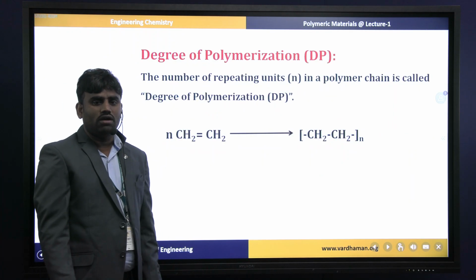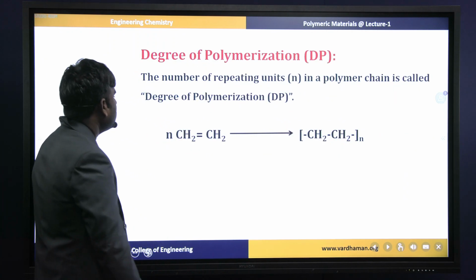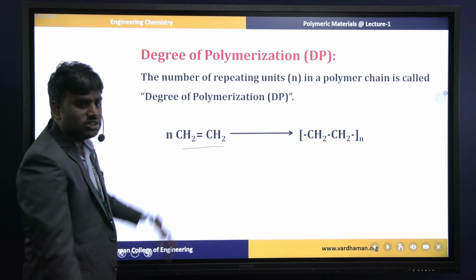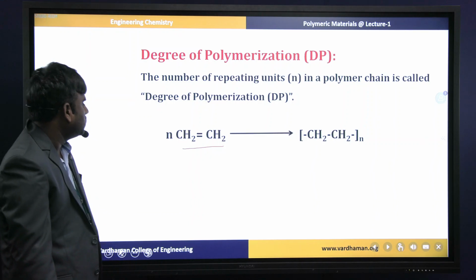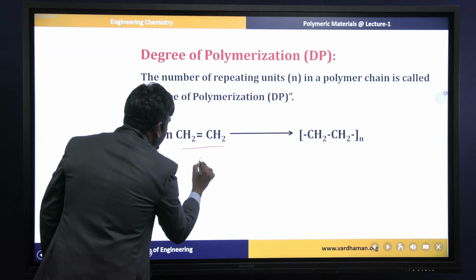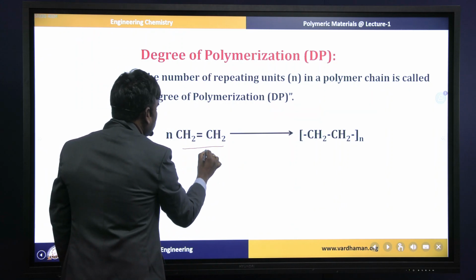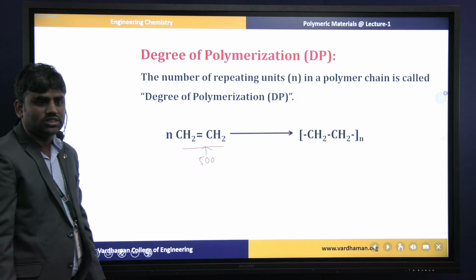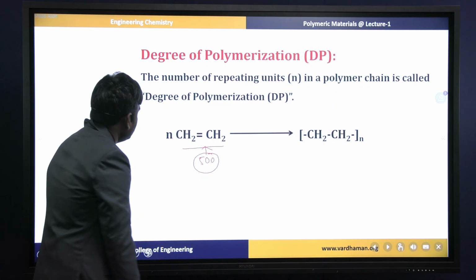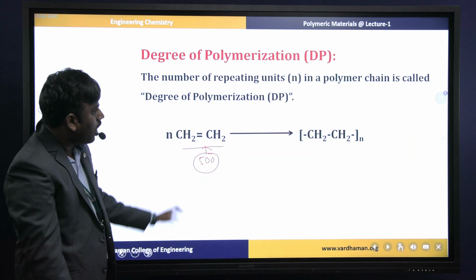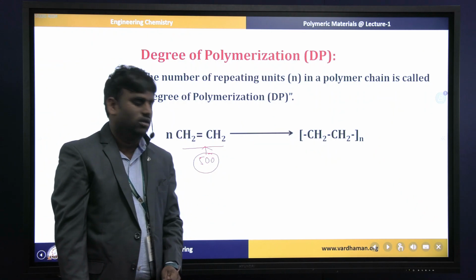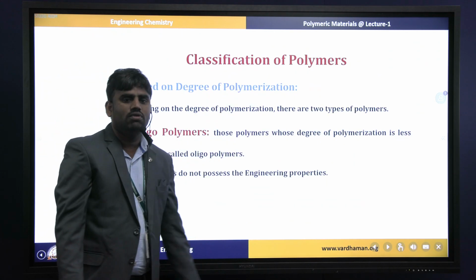And next, degree of polymerization. Degree of polymerization means how many monomer units are involved in the formation of a polymer. So if I synthesize a polyethylene molecule with 500 monomers of ethylene molecule, then the degree of polymerization of this polyethylene is equal to 500. So the number of repeating units or monomeric units present in a polymer chain is called the degree of polymerization.